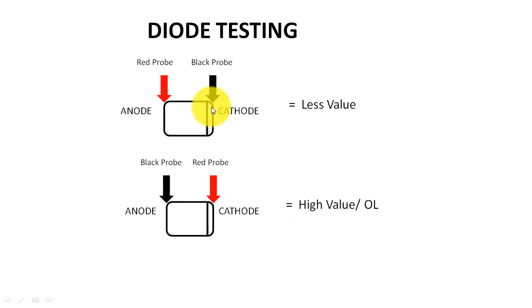If you keep your black probe or red probe on the cathode or anode differently and the diode beeps, then it is short. And if both directions show the same value, that is also bad. So you can understand this way whether it is good or bad.